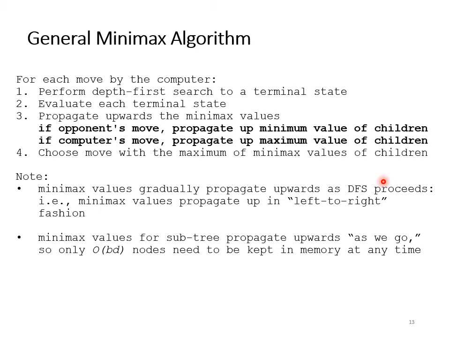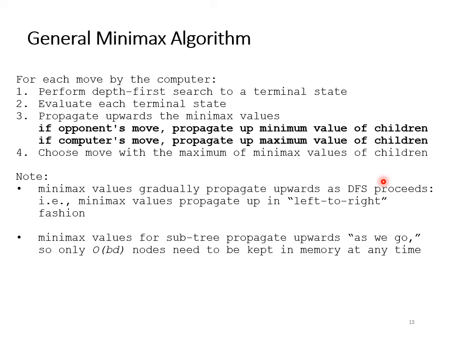But finally you have to choose the move with the maximum of the minimax value of the children. It will be performed at the root node. So I have to note the following points. Minimax value gradually propagates upward as DFS proceeds. That is, minimax value propagates up in left to right fashion. Minimax value for a subtree propagates upward as we go.